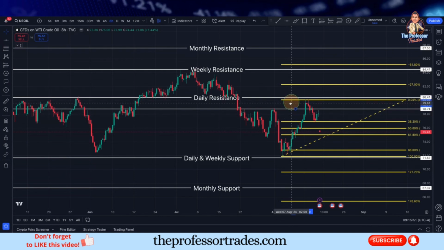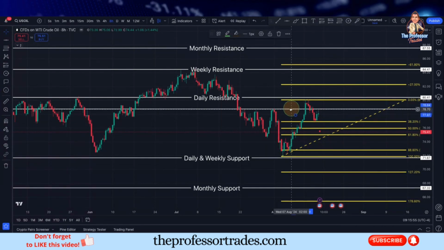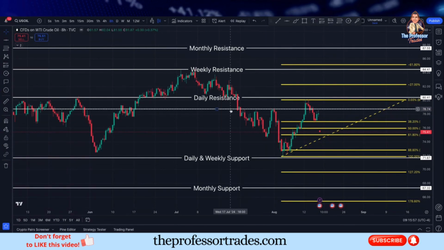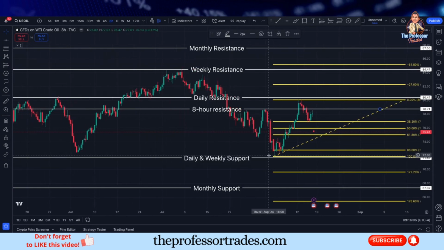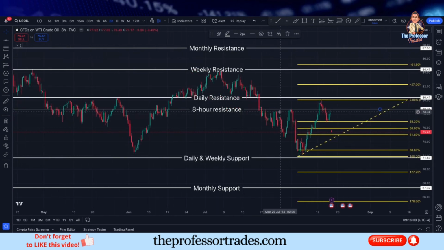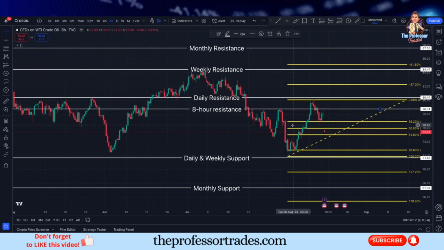So if you're looking to scalp the market, if you're not looking to get trapped, you need to understand where these levels are at. So this is going to be an 8-hour resistance level that you can't ignore, because it's already giving you opportunities before where price has rejected. Okay, so very, very important.